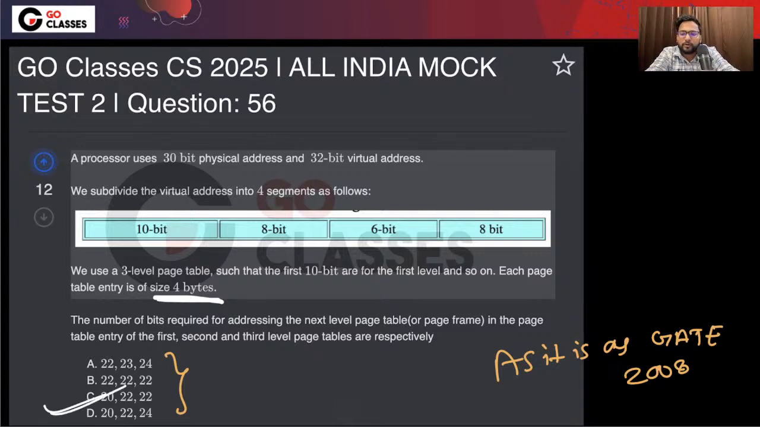Is this understood or is there any confusion here? Tell me. Now have you understood this question? Okay. Now let's move to the next question, right? Now let's move to the next question.